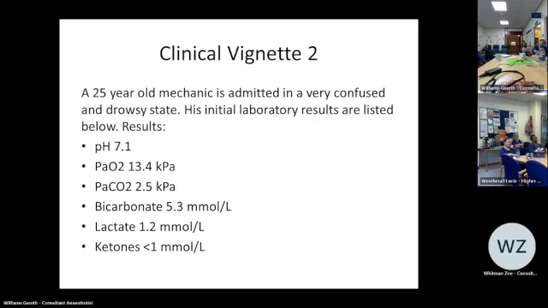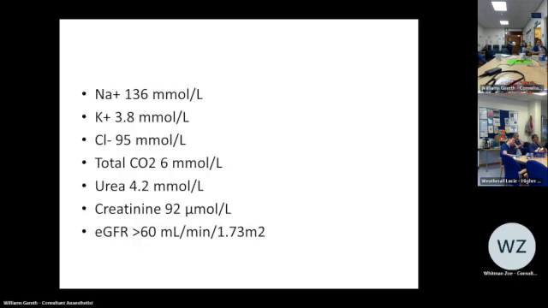So he's acidemic. Severely acidemic. He's compensating respiratory wise because his PCO2 is low. Yeah. Bicarb's very low. Catastrophically low. Yeah, you might want to do something about that. Lactate's normal, ketones are normal. So it's a metabolic acidosis that's been compensated. So we've got some U's and E's.